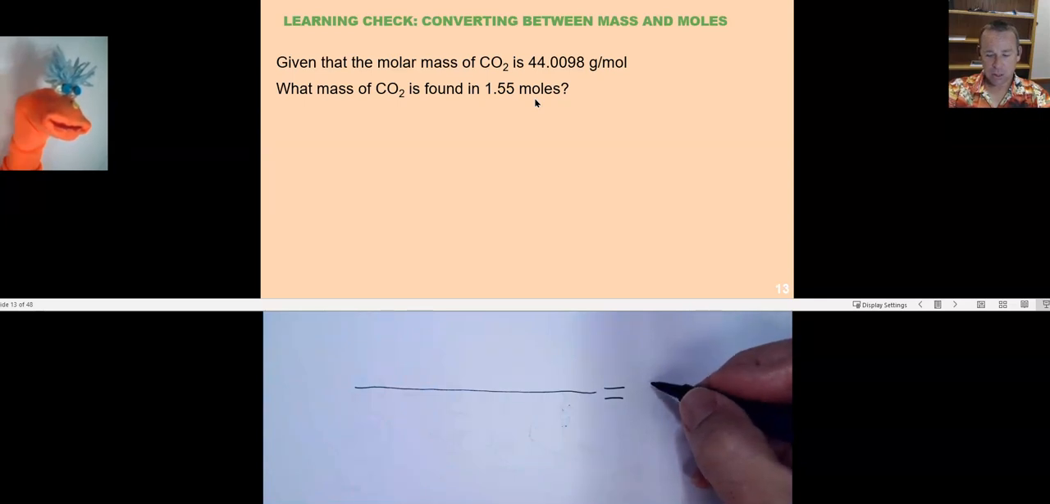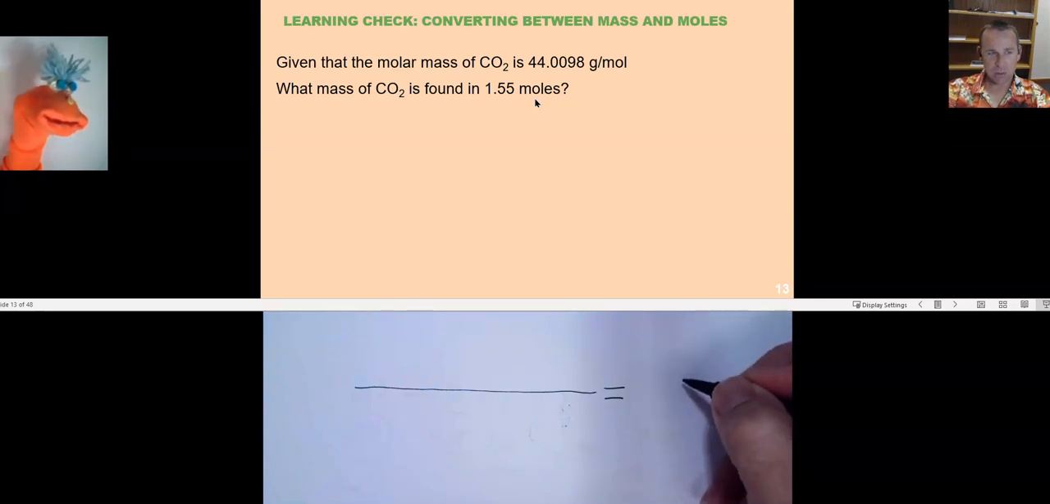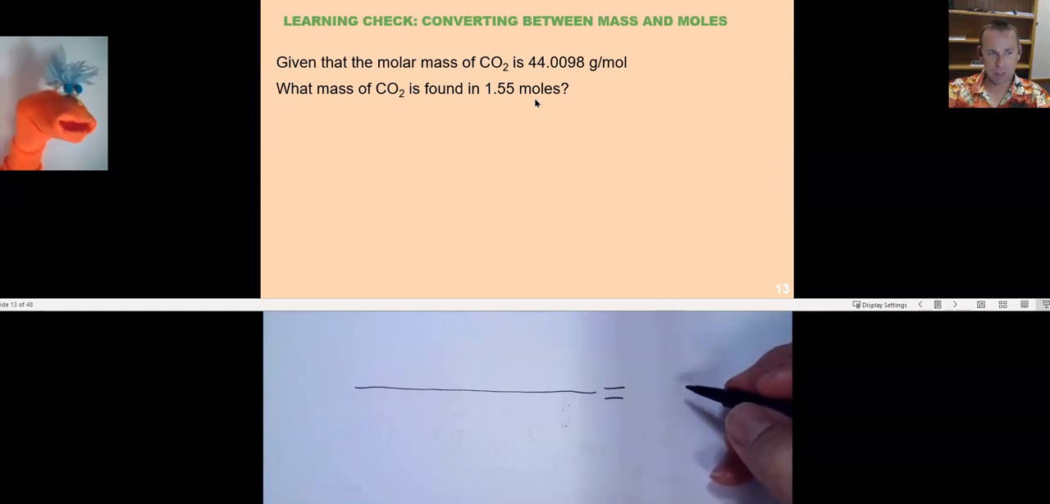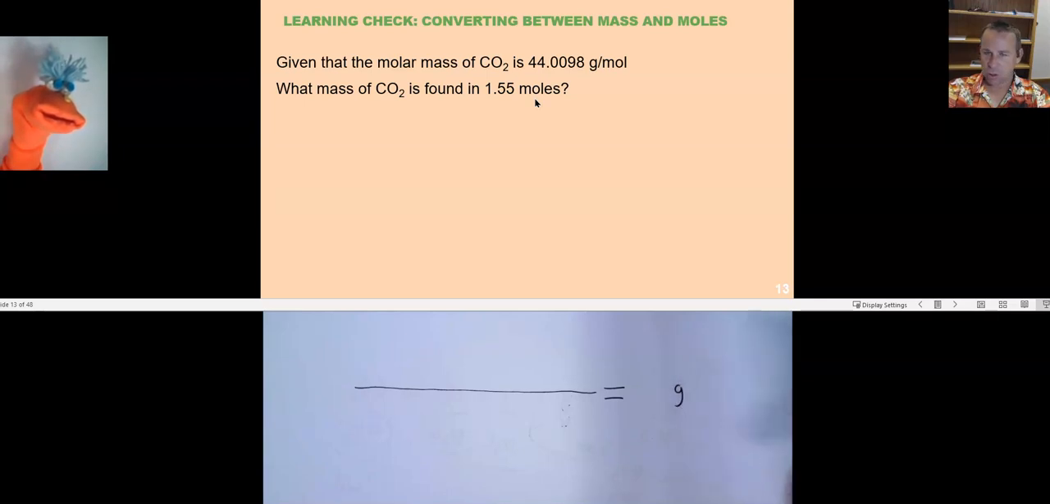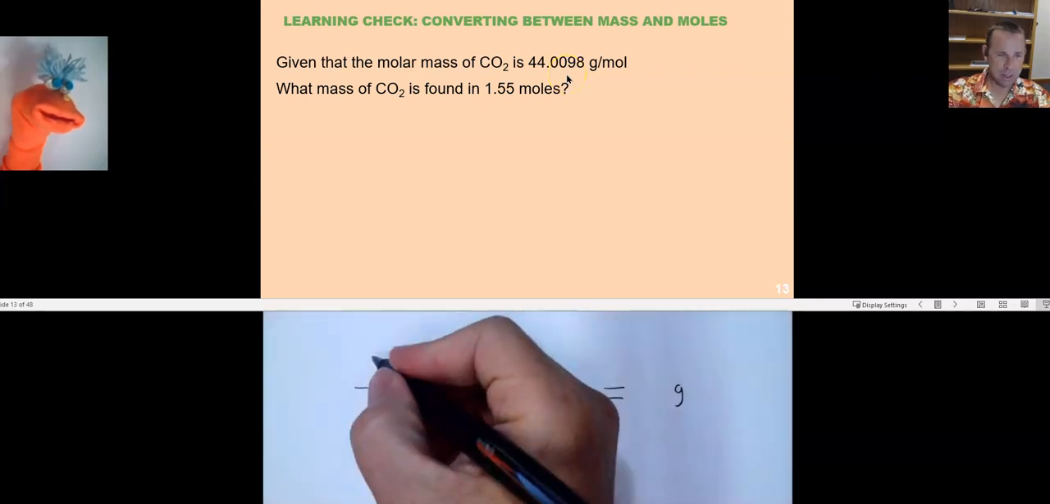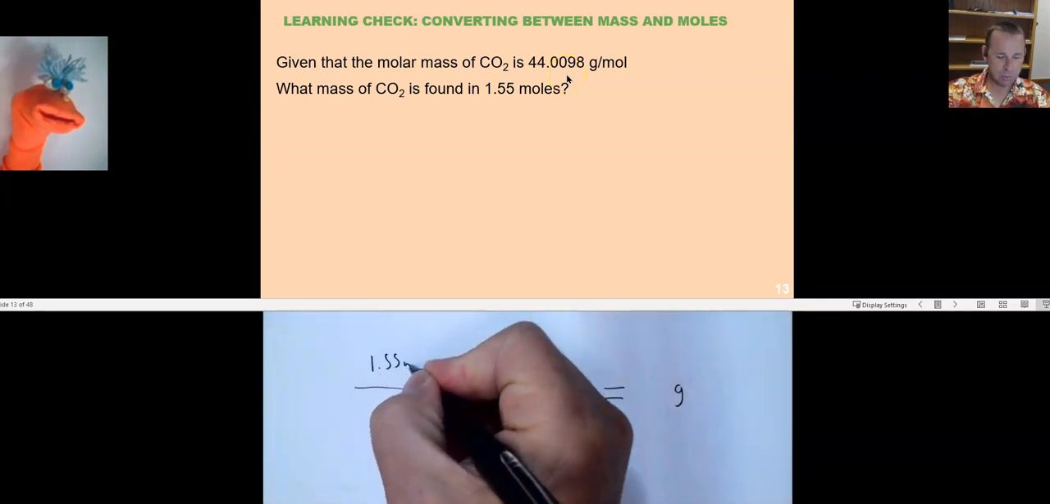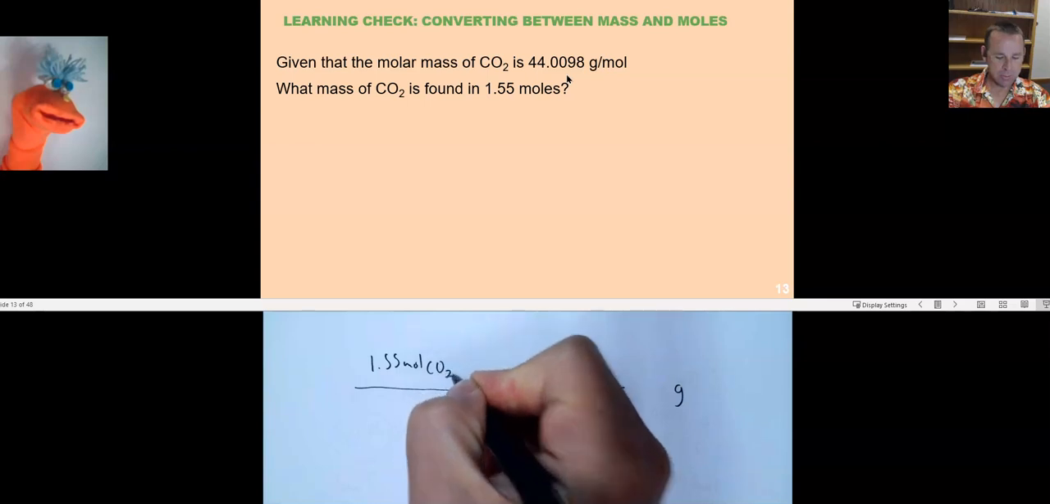All right. We want to start by writing down the units that we're after. The units that we're after is mass. Is that grams? Yeah, grams is fine. You can use whatever you wanted to, like kilograms or grams or megagrams. But it's an indicator here that they're giving us something in grams per mole, so it's probably going to be grams, right? Okay. So now we know that we are starting with 1.55 moles of carbon dioxide.